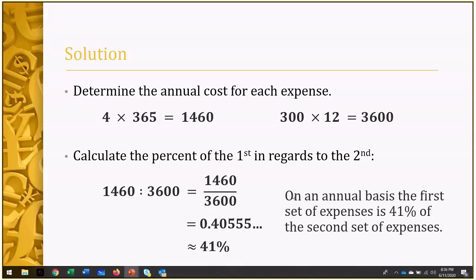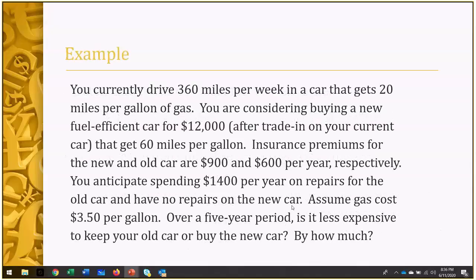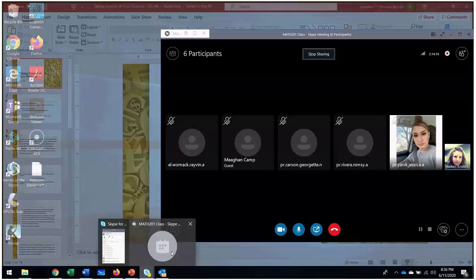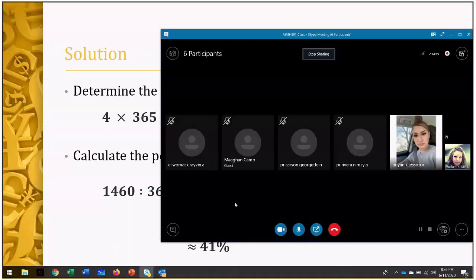Okay. All right. Any questions about the spending ratios? No. Okay, good.